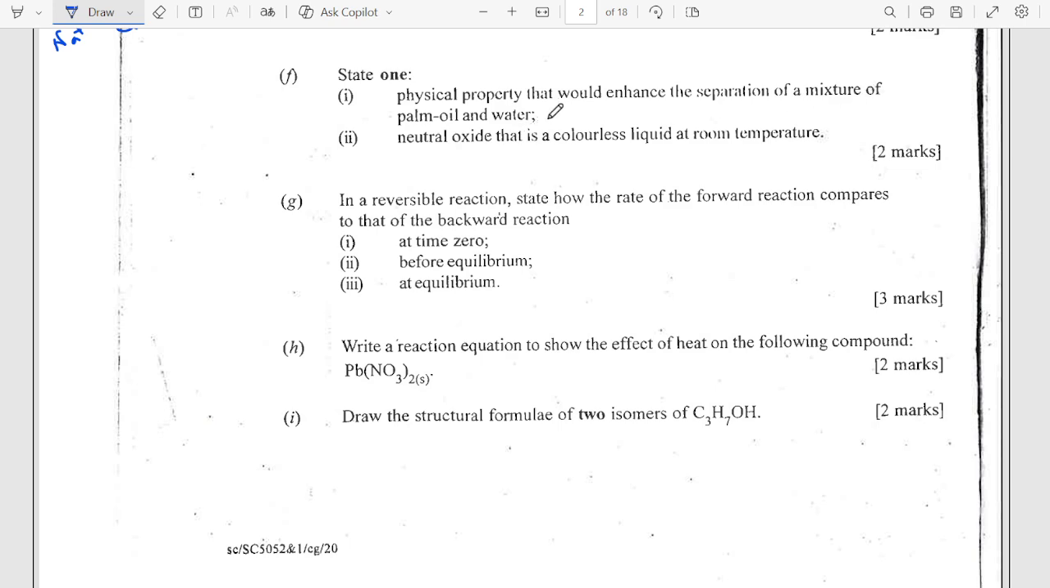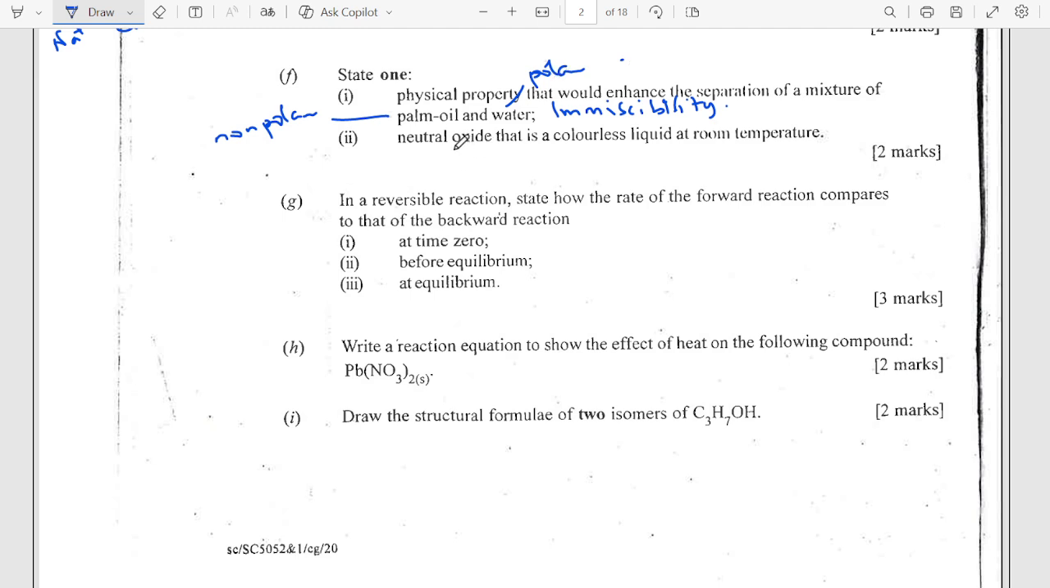Now the next one says, state one physical property that would enhance the separation of a mixture of palm oil and water. The physical property that will help this separation is that the liquids are immiscible. Immiscible liquid, immiscibility. That means both of them cannot mix, because one is polar and the other one is non-polar. You can put it that way. This palm oil here is a non-polar solvent, while water here is a polar solvent. So that property means that they cannot mix, and so they can be separated easily using a separating funnel.